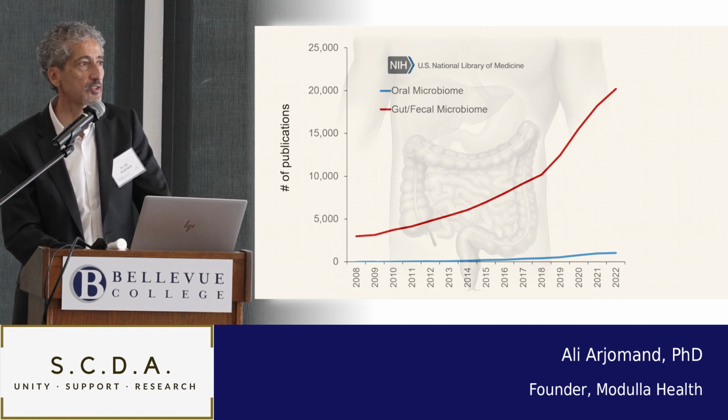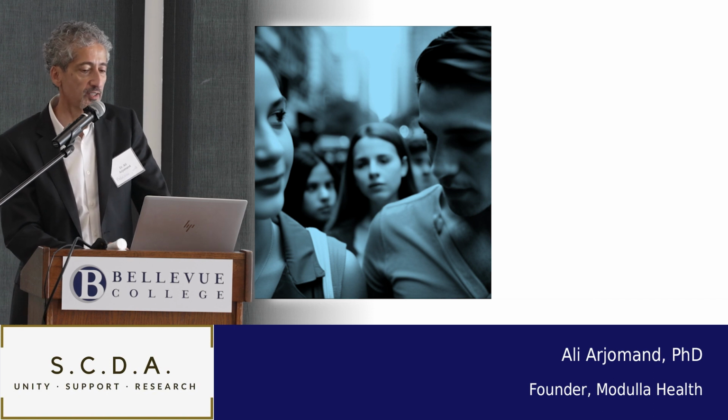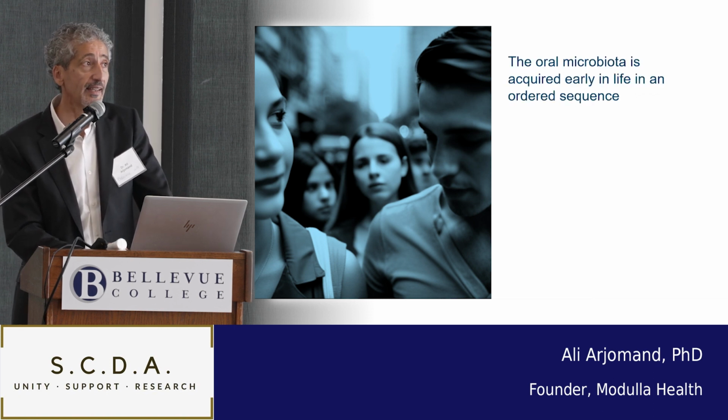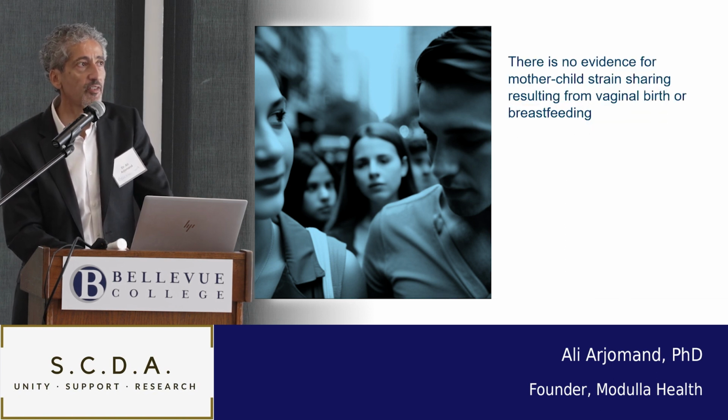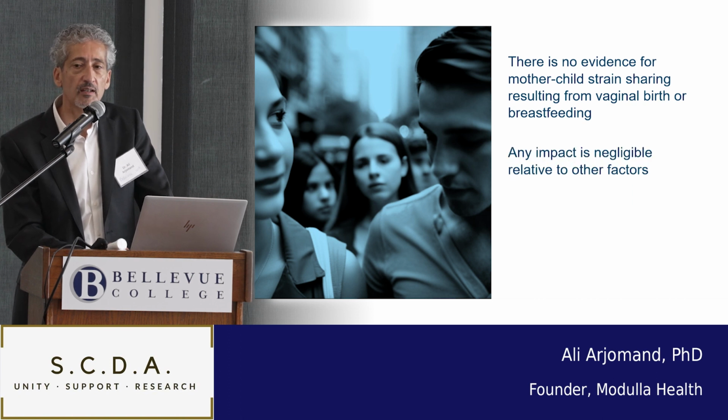So I extracted a lot of interesting information and put it together for you. So for example, the oral microbiota is acquired early in life in an ordered sequence. The common oral species are shared between children and their mothers. So there is a kind of an overlap between mother and child oral microbiome. However, there's no evidence that mother and child strains share from each other. So vaginal birth does not make a difference, or breastfeeding does not make a difference, at least enough to be able to be detected. So what's going on?